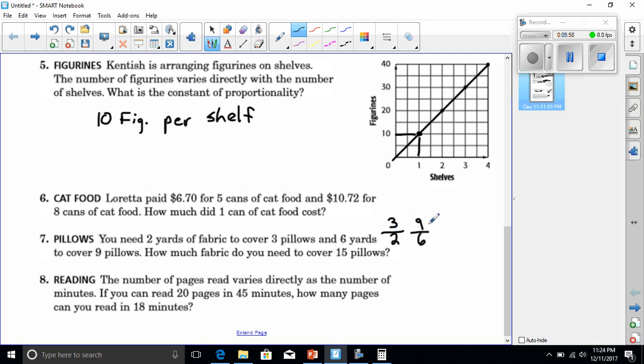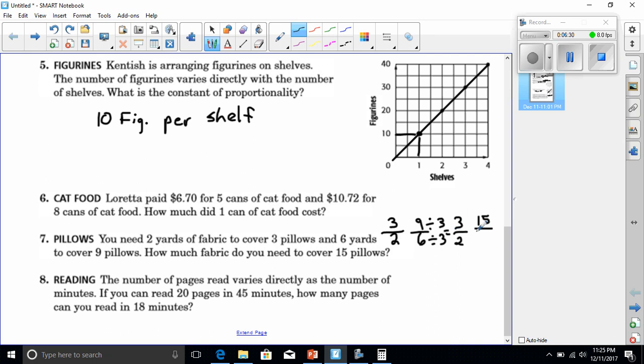And we can see that if we divide both of these by 3, we get a ratio of 3 over 2. 9 divided by 3 is 3. 6 divided by 3 is 2. Now we just have to, it says how much fabric do you need to cover 15 pillows? Well, 15 pillows. And now if we have 15, what will we need on the bottom?